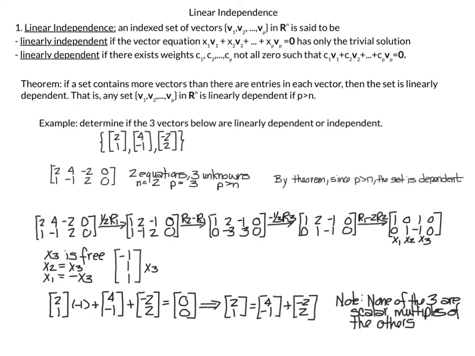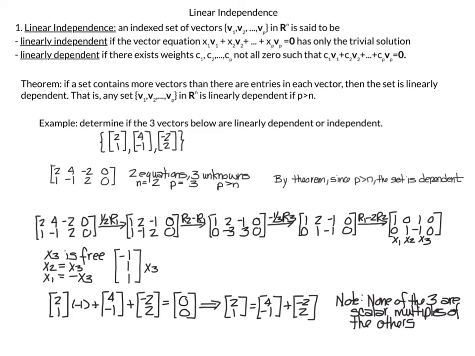And the other thing is, now I can write any of these vectors in terms of the others. Because this one has a 1 in front of it, I just chose this one. What I did is I chose to move this to the other side, so I get (2, 1) is equal to (4, -1) plus (-2, 2). So I can write one vector in terms of the other two.